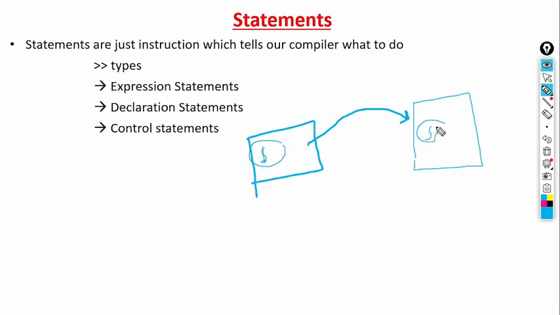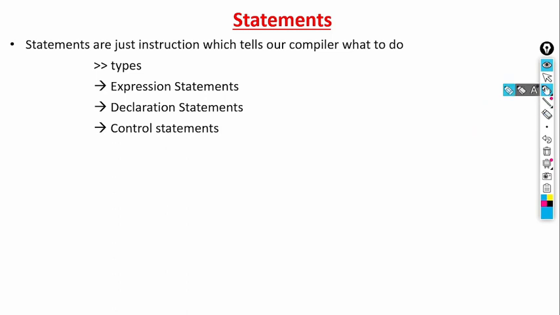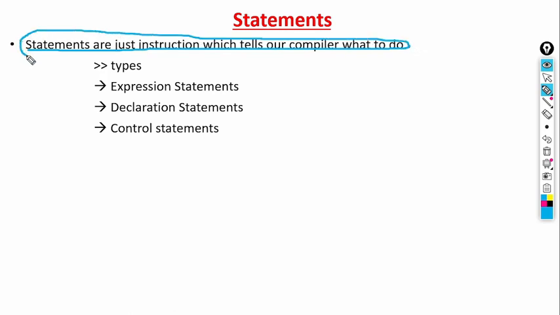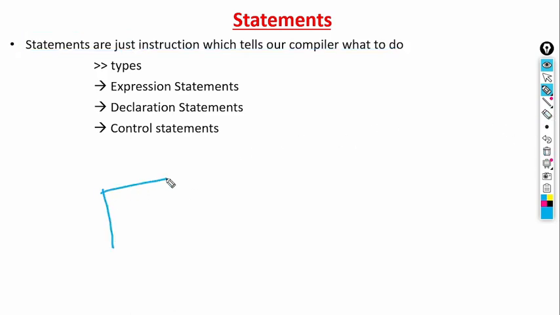Now in a programming language, we say that statements are instructions which tell our compiler what to do. So it is some sort of communication from our source code to the compiler. That's why I have taken this example. For example, in our source code we have written some code where I say that if a number mod 2 is equal to 0, that means the number should be even, or else the number should be odd.